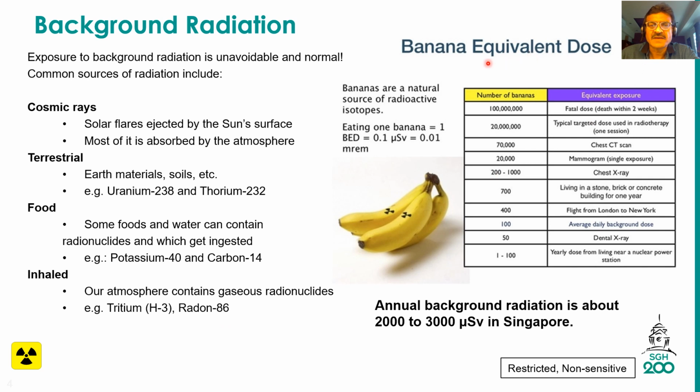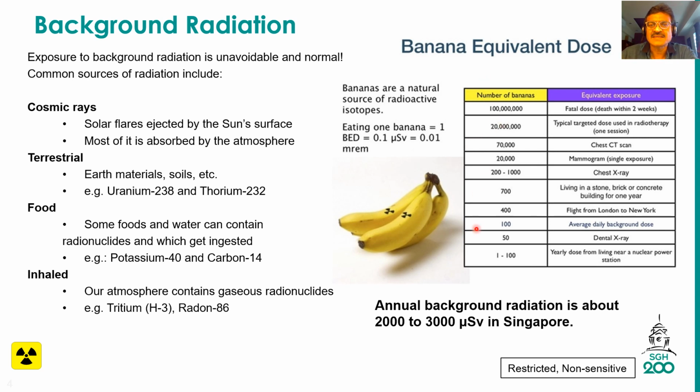Now, if I take banana as a natural source of radioactive isotopes, eating one banana will actually give us about 0.1 microsieverts of radiation. That's because of the potassium-40 that is contained in the banana. This is a rough gauge, and so there's nothing that we need to fear about radiation, because radiation and radioactivity exist in nature and they exist in our body as well. And we do irradiate people who are very close to us as well because of the radioactivity that we contain in ourselves.